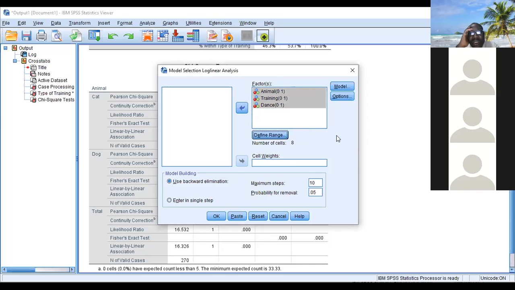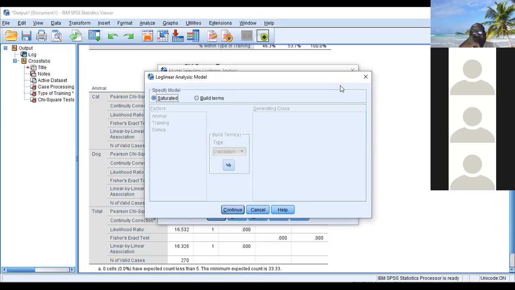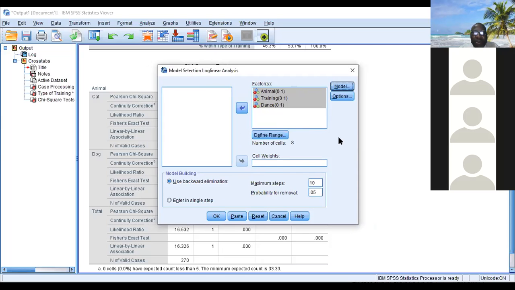Continue. Then click on Model. Let's see what it is. Build terms. Okay, let's leave it as the saturated model first. Go to Options. Click on Options.